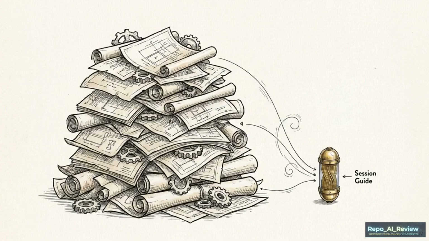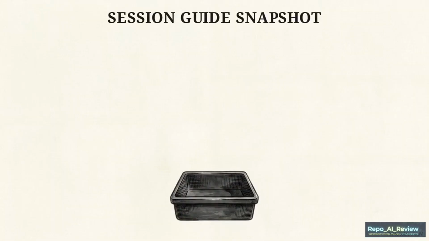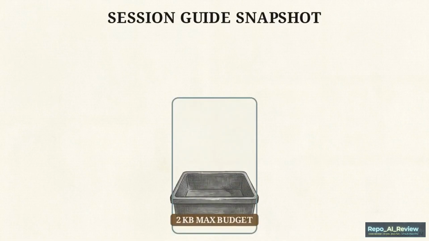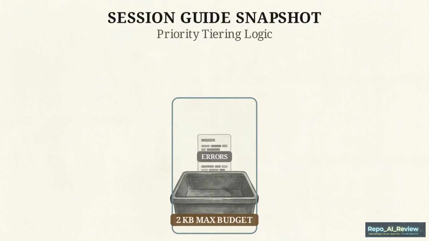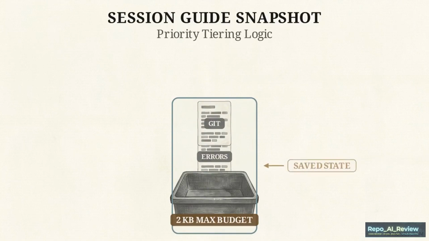As the context window collapses, the pre-compact hook takes that captured state and builds a highly structured session guide. This diagram illustrates the extreme constraint on that guide. It is strictly limited to a 2 kilobyte budget. The snapshot operates on a priority tiering logic. High priority blocks, like active files, unresolved errors, and Git operations, are always forced into this state. Conversely, low priority metrics, such as MCP tool call counts, are actively dropped if the budget becomes too tight.